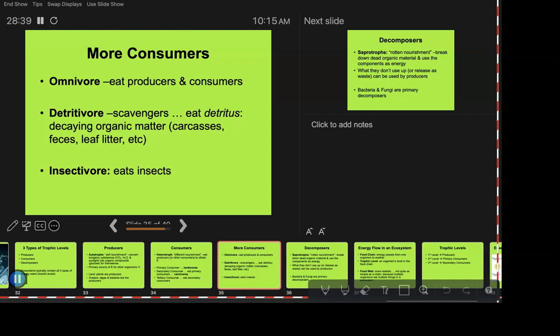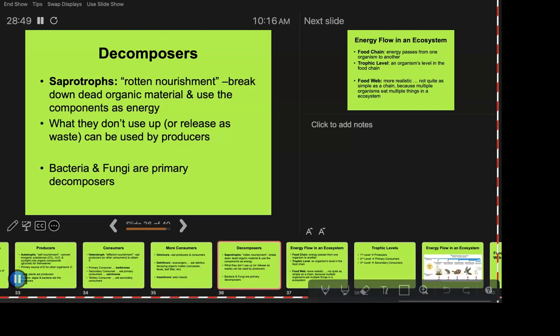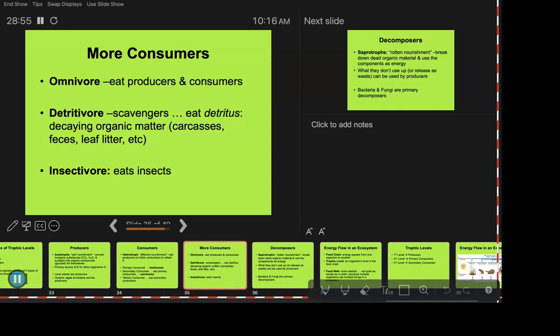Because decomposers sounds an awful lot like the last one, right? Well, not the insectivore one, the one before that. The detritivore.